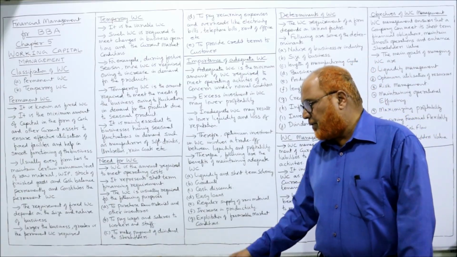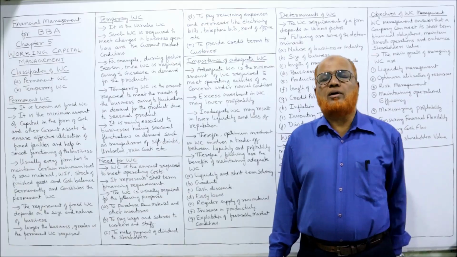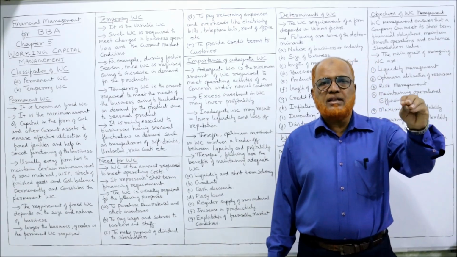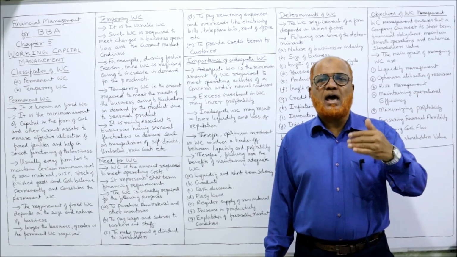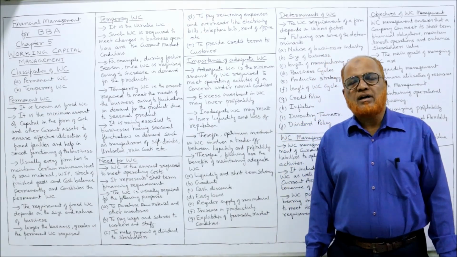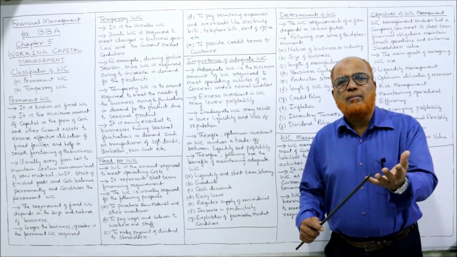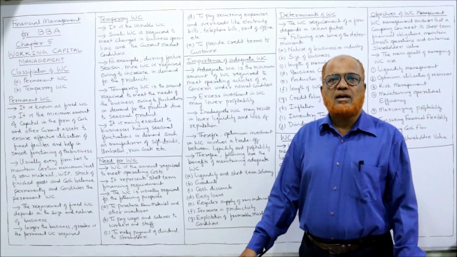Thirdly, to make payment of dividend to shareholders. The shareholders are the owners of the business. They have invested in the company by purchasing the shares. When they purchase the shares, they expect a dividend from the company. So if the company has working capital, sufficient funds, it can pay the dividend to shareholders. That is the need of working capital.